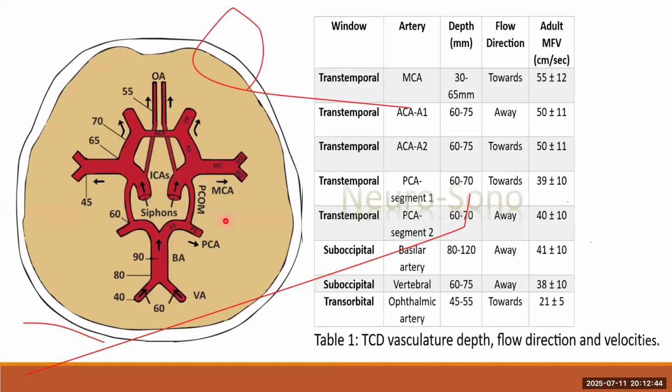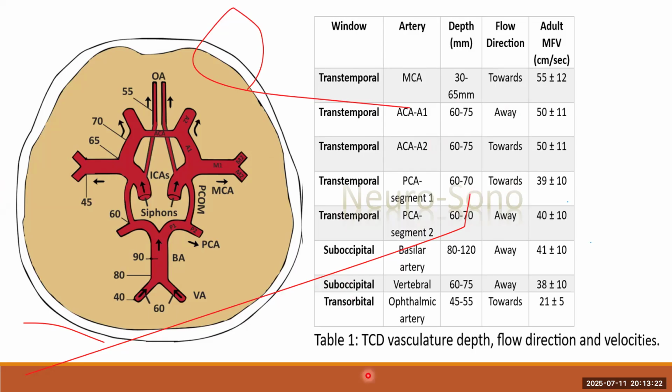So the other thing, to conclude this introduction, is the representation of all the temporal windows and the arterial depths at which they are visualized. The MCA is typically visualized between 30 to 60 or 65 millimeters. And A1 is 60 to 75, and is going away from the probe. A2 is, again, towards, and PCA P1 is toward, which is red. P2 is away. Both are visualized posteriorly at the depth of 60 to 70 millimeters.